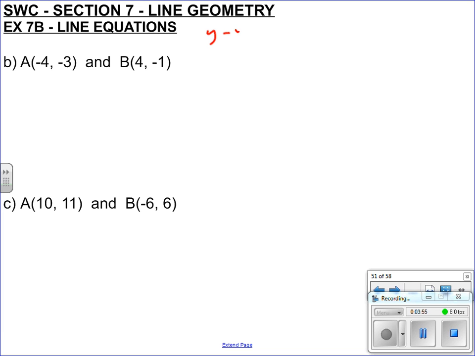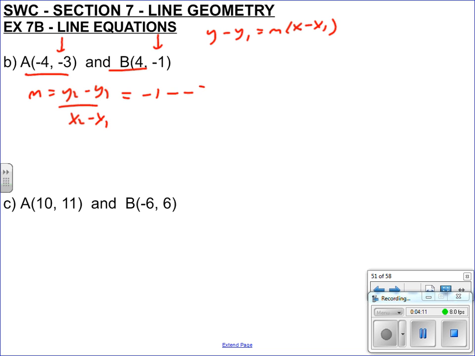So y take y1 is m x take x1. It's always the same. We need to find the gradient first. So that's y2 take y1 over x2 take x1. So if I've got these 2 points, if this is y2 and this is y1, that gives us a start. So minus 1 subtract 3, over x2 take x1, so 4 subtract minus 4. So minus 1 minus minus 3 is 2. 4 subtract minus 4 is 8. So this gives me a quarter. 2 over 8 is a quarter.